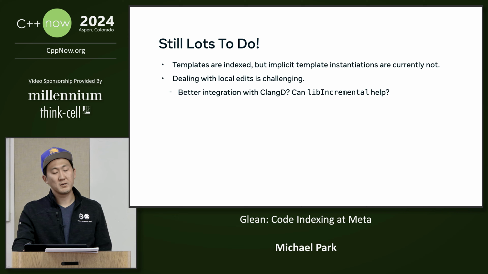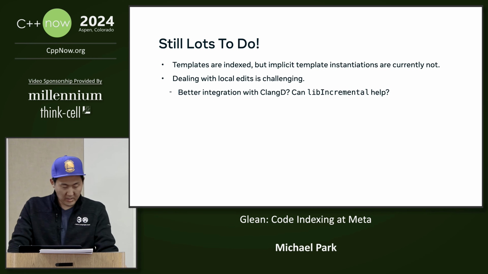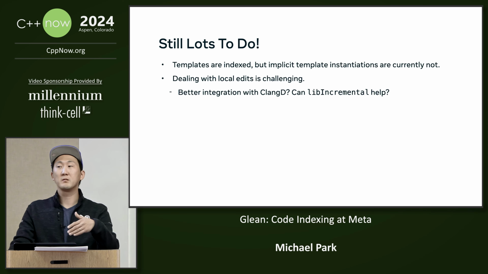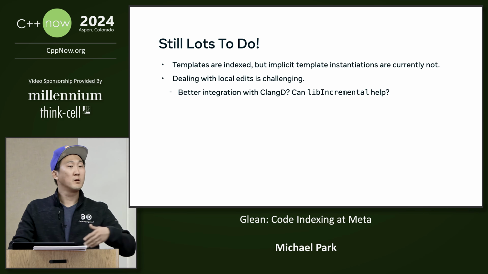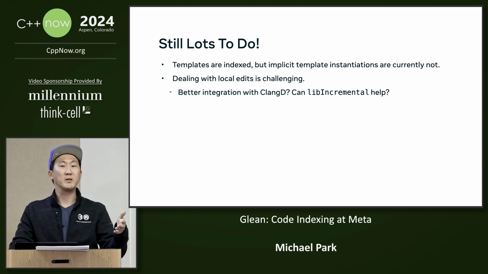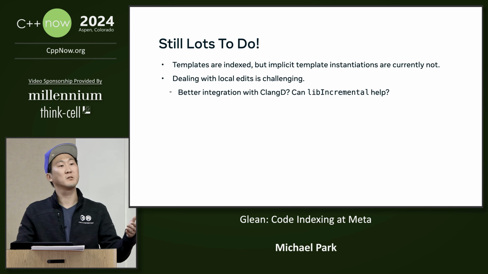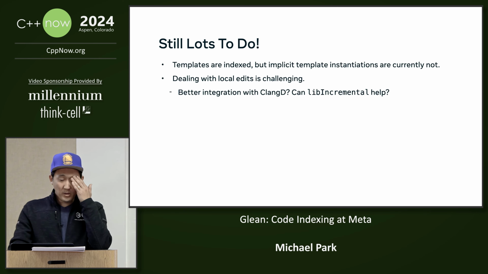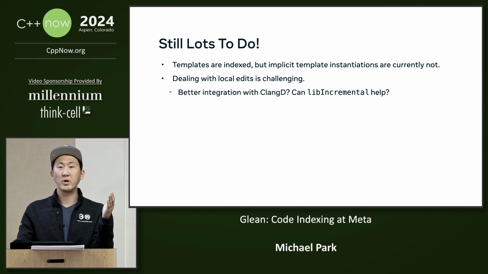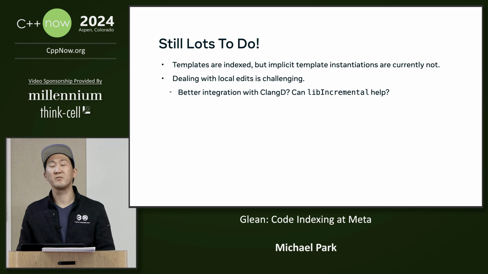Dealing with local edits is still very challenging, and this is because the Glean database is going to be a snapshot at some commit, right? So we're going to periodically index the whole world at some commit, but what if you have local edits? What if you're checked out on a different commit than the one that we have indexed, right? We are doing some work to serve the nearest commit to where you are locally checked out so that we have a better chance of it matching.